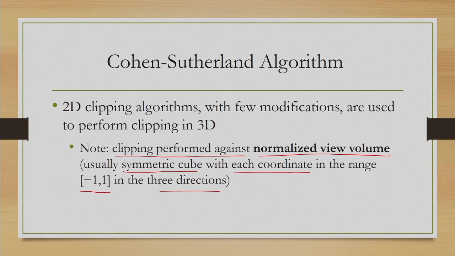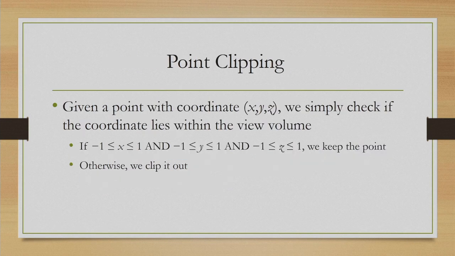Now, Cohen-Sutherland we can extend the basic 2D version to 3D with some modification. Point clipping also we can extend. So, let us first talk about point clipping. Here we check for x, y and z. Earlier we were checking only for x and y, whether these values are within the range of the canonical volume. If that is so, then the point is to be kept, otherwise it is to be clipped out.